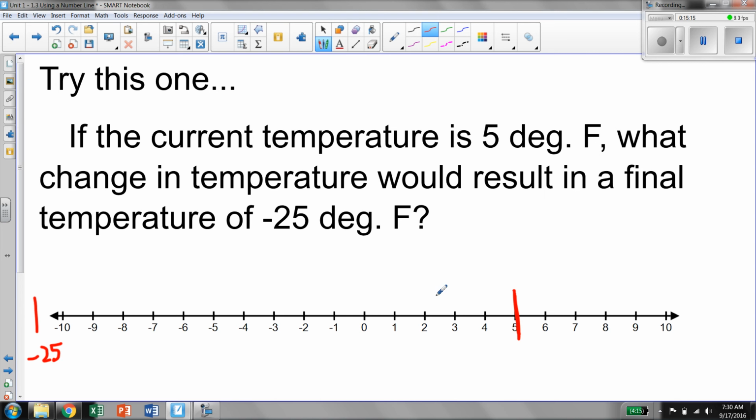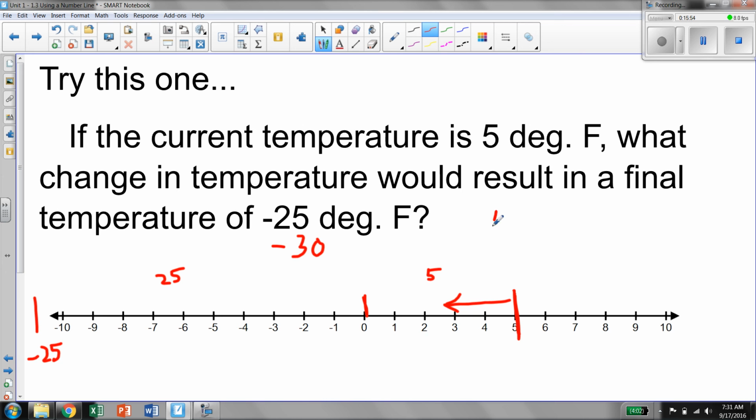So it would be 5 units to get to 0. This is 5. And from 0 to negative 25 would be 25 units. How many units or degrees did we travel in total? 5 here, 25 here, together makes 30 degrees. Now, we started at 5 and we decreased our temperature. So how do we need to express this number to show that decrease? We need to put a negative sign. The change in temperature was negative 30 degrees.